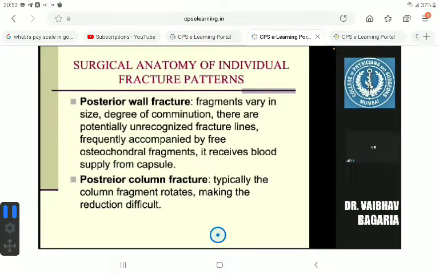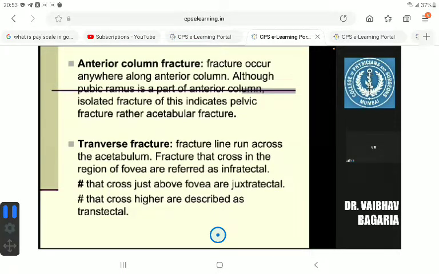Now, we must know the surgical anatomy of individual fracture patterns. Posterior wall fracture fragments may vary in size and degree of comminution. There may be potentially unrecognized fracture lines, frequently accompanied by a free osteochondral fragment, and we must remember that they receive blood from the capsule. Posterior column fractures are typically rotated fragments, and you must derotate them to achieve a perfect reduction. Anterior column fractures occur anywhere along the anterior column. Although the pubic ramus is a part of the anterior column, we must remember that these are pelvic fractures and not acetabular fractures.